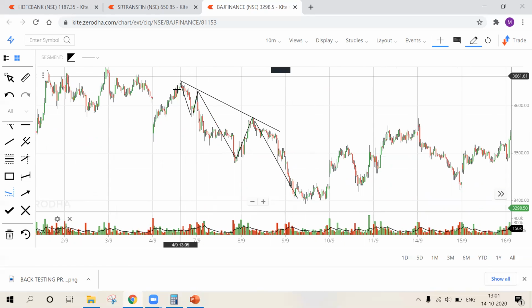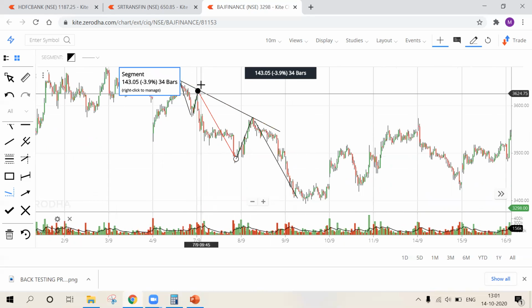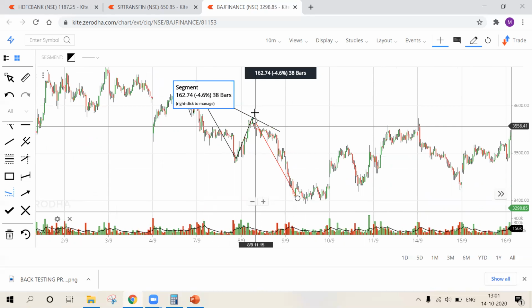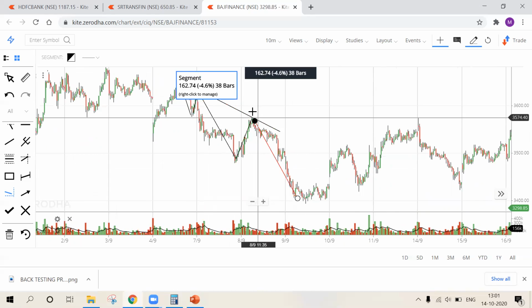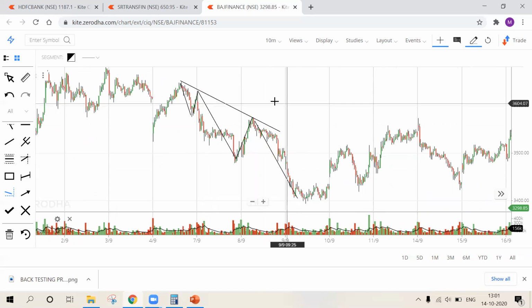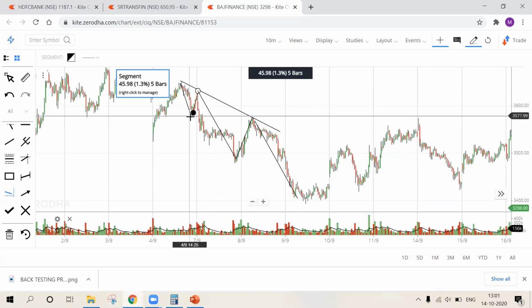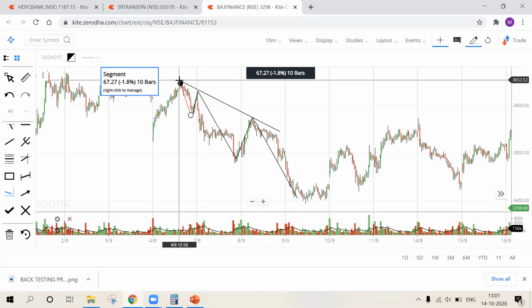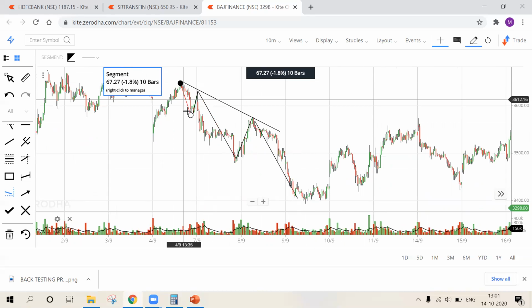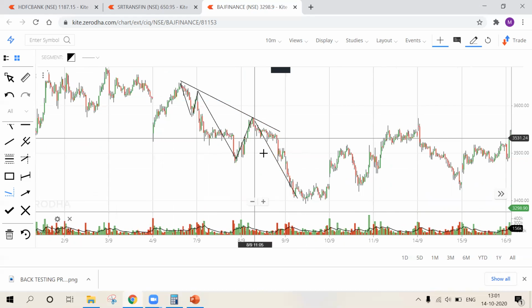This is touch point 1, this is touch point 2, this is touch point 3. Rejection from the third touch point will be huge according to Elliott wave. So this is the first rejection, this is the second rejection, and this is the third rejection.